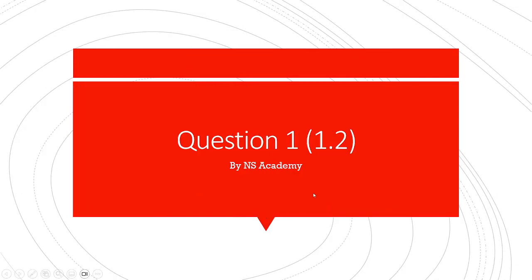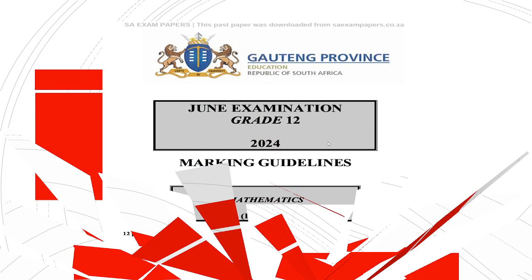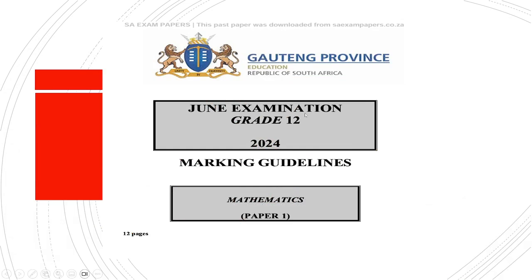Hello guys, welcome to the second video in this series of question 1 from Gauteng. It's the 2024 June exam. We did 1.1, solve for x, in the first video. If you didn't watch it, go and check it out. This one is also solve for x, but now we're going to focus on 1.2 of question 1 from this grade 12 2024 exam question paper.